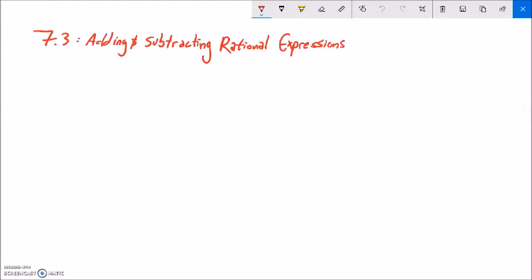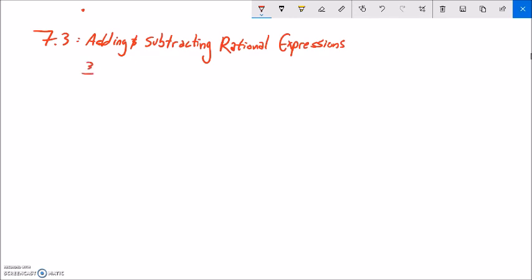So this is section 7.3, adding and subtracting rational expressions. And we are going to do it. Remember, this whole section, we're just doing fractions. These rational expressions, they're just fractions. So let's talk about what we already know.